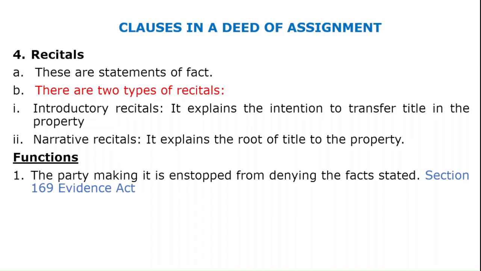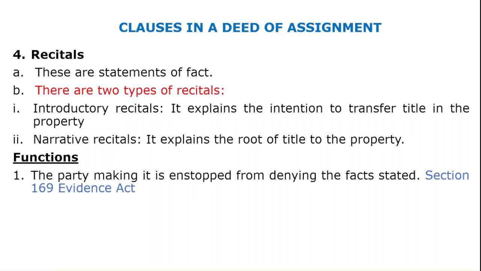So, for example, Jumoke Kende has asserted that she got this land from her late father. He willed it, and via deed of assent, the title to that land was vested. She can't come back in open court to say, I didn't say that. Section 169 of the Evidence Act has already stopped her from denying the statement as contained in this recital.